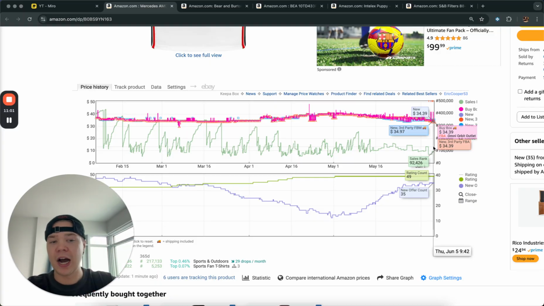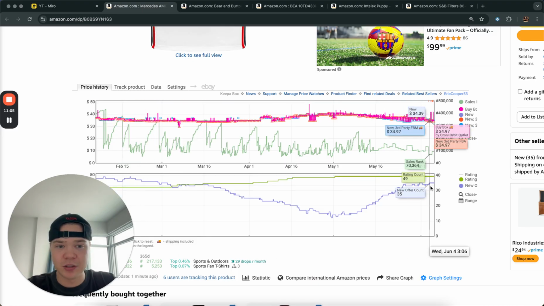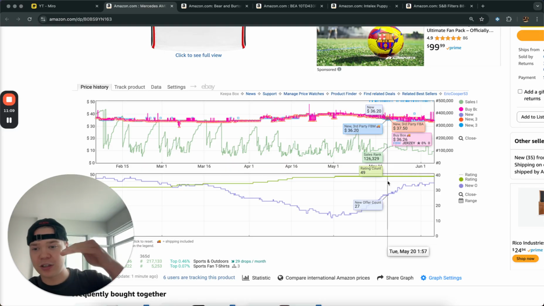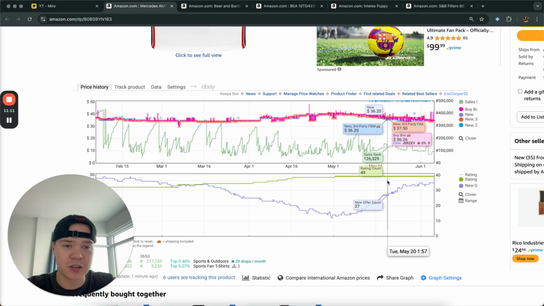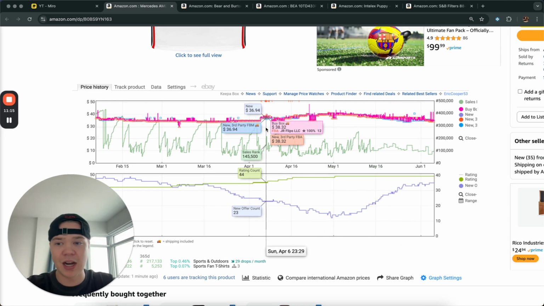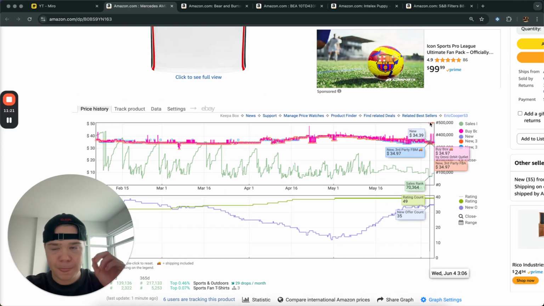Offer count's really high right here. This might be a good product to actually set that tracker. You know what I mean? Maybe set a tracker for like 27, because that's when you're starting to decline in offer count, and maybe it'll be going up to $39, $40, even higher profit. But yeah, if I'm profitable at $34 on this product, I would buy this product. That's what I was trying to say.